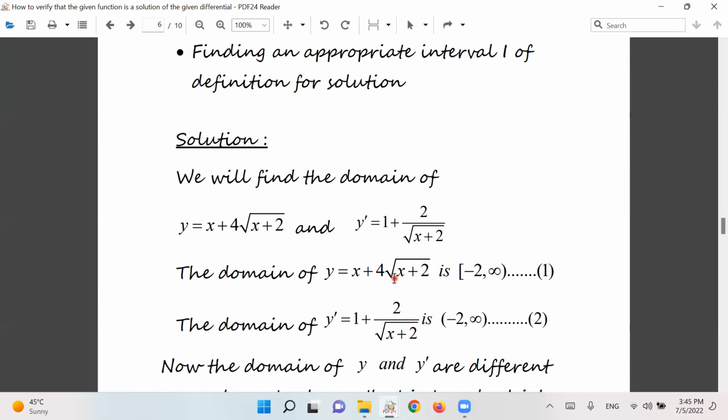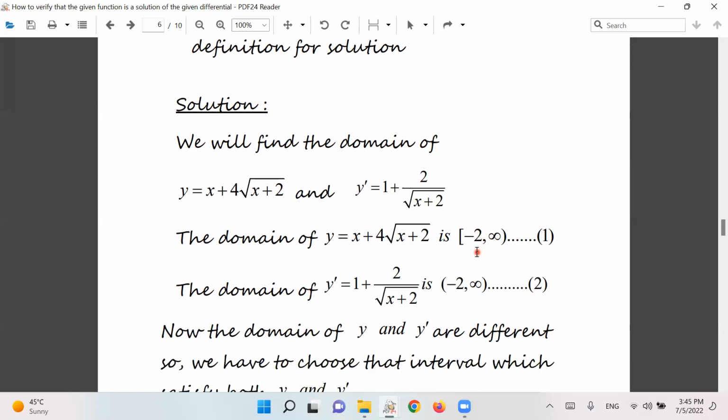So this means that if we put here -2 or -1 or 0, 1, 2, 3, we will get a real valued function. So the range of x will be starting from -2 to infinity. So we are going to get the domain of this function y, and it will be equal to -2 to infinity.